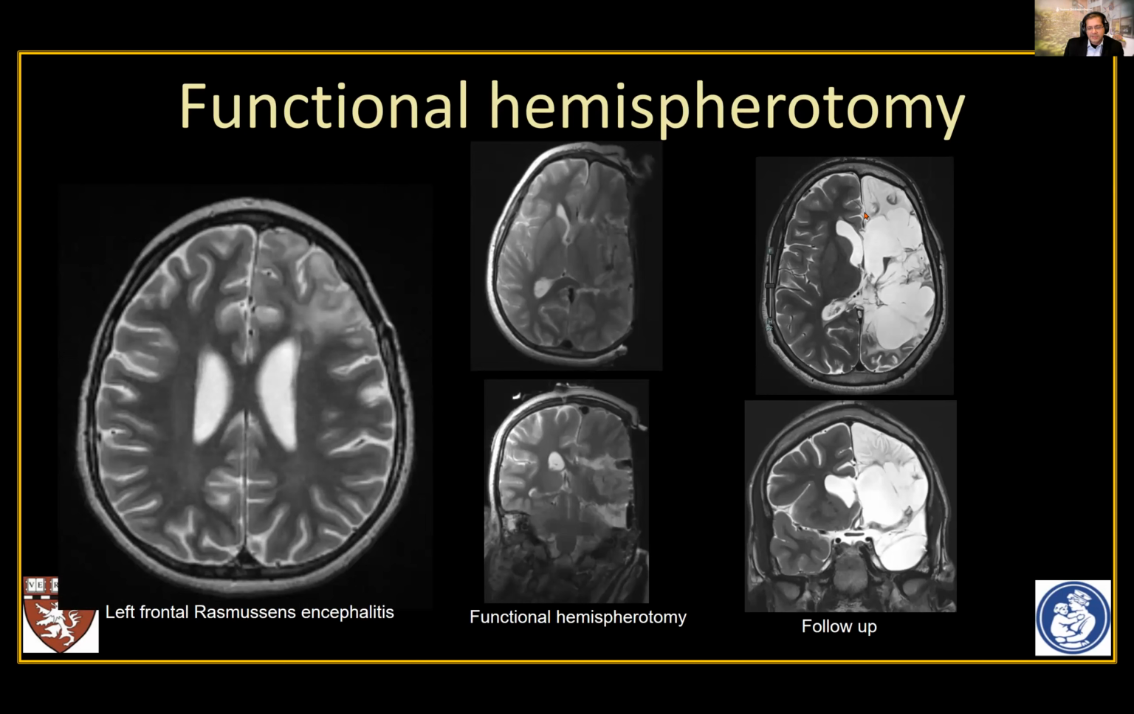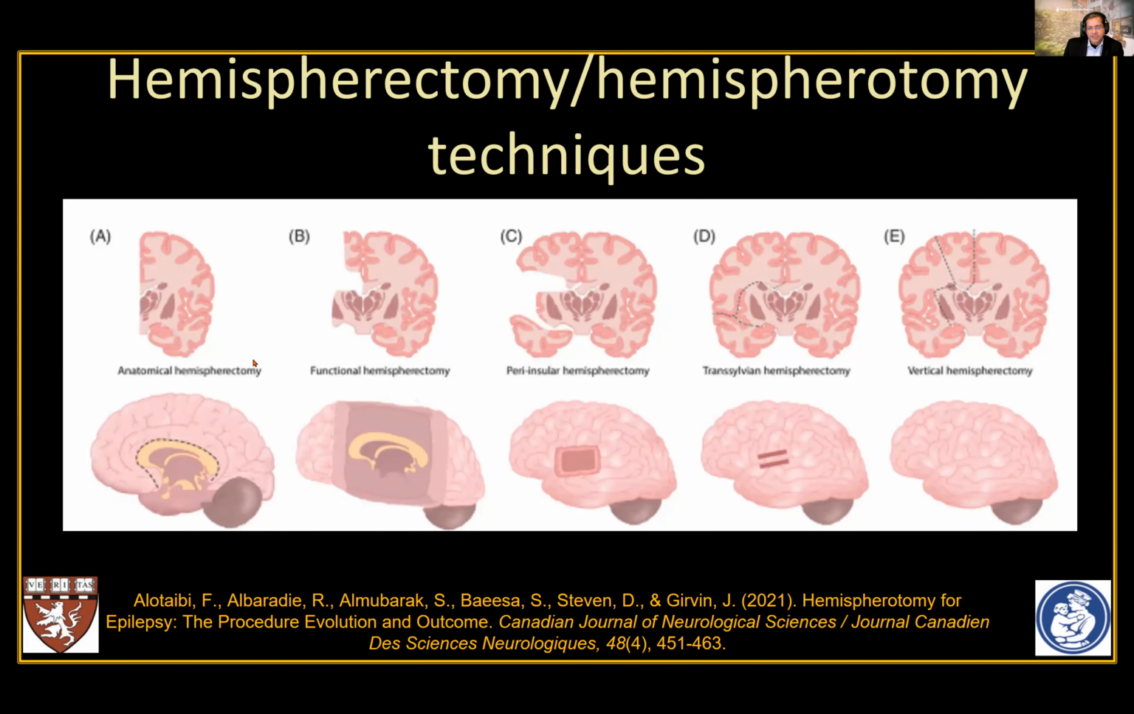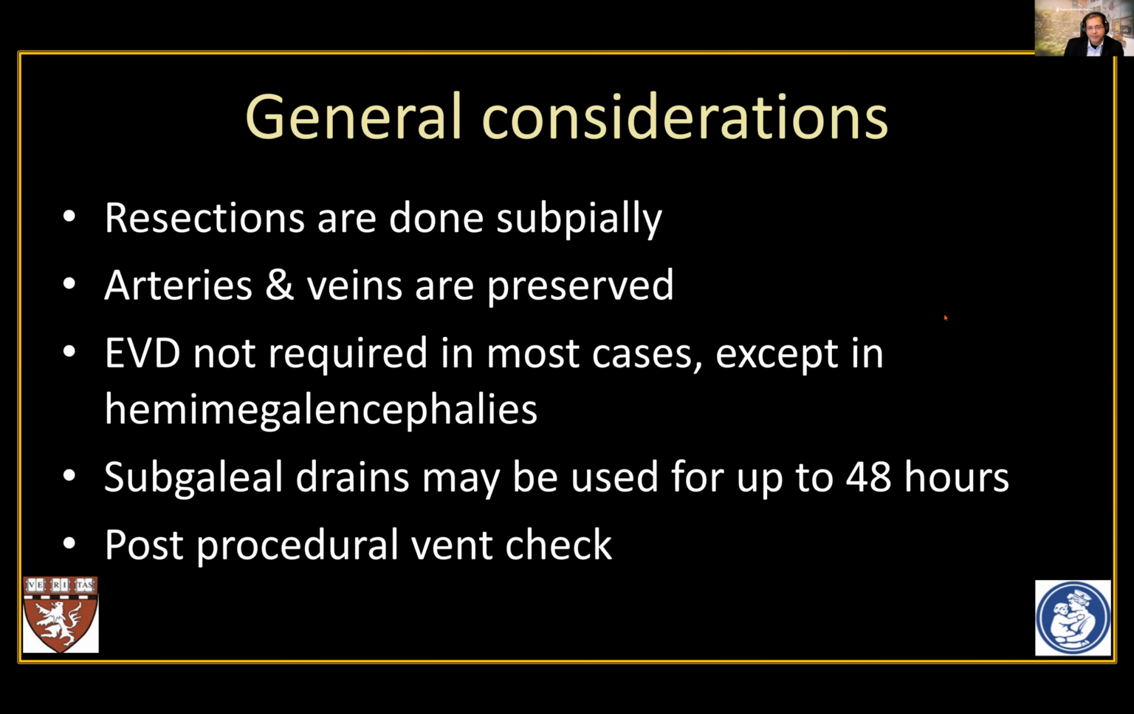Of note, the Rasmussen's encephalitis continues to progress, and so those areas over time will burn out because of the disease process. Here's just a quick overview of the different types of hemispherectomies, and there are multiple different techniques used by surgeons, starting from the anatomical one to the less resective, more hemispherotomy kind of procedures. In general, the resections are done subpially, and EVDs are not required in most cases. And most of these patients will require a post-procedural ventricular check examination.